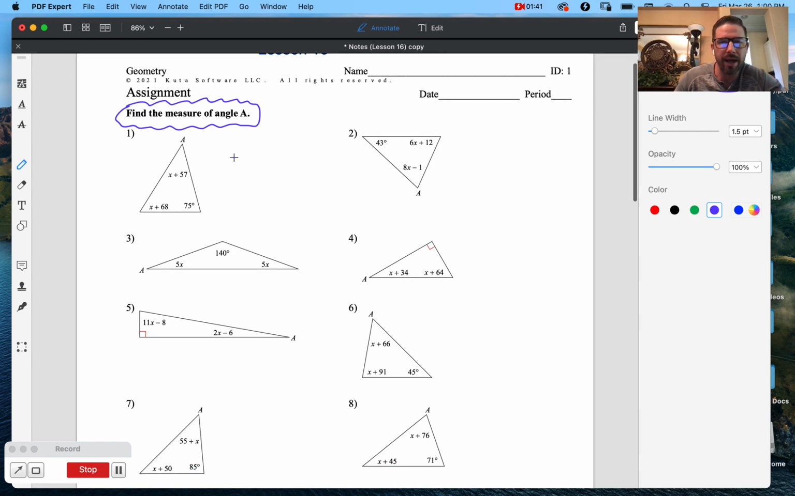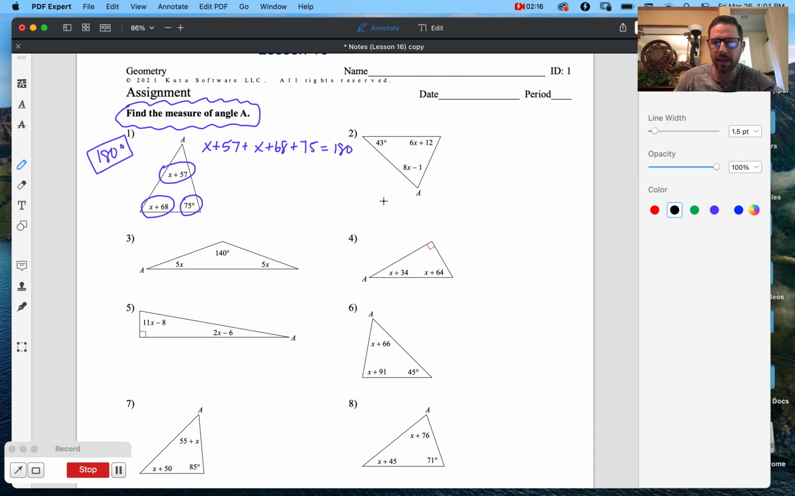So I'm going to do a couple problems as a refresher, and then I'm going to have you kids do some practice problems. So we add up all our angles, this angle plus this angle plus this angle, and we set them equal to 180 degrees. It's the same thing for every single triangle. So let's say x plus 57 plus x plus 68 plus 75 equals 180, right?